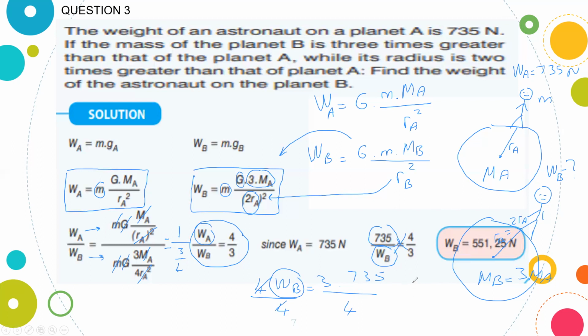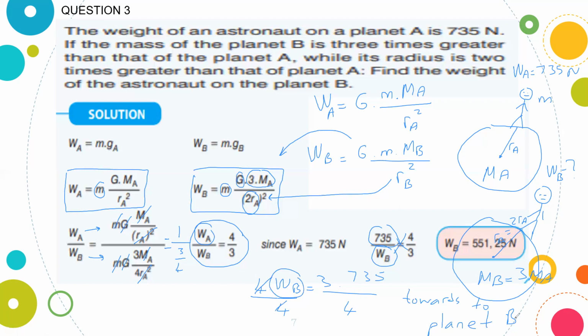If they ask you for the direction, people, what can we say? It is always towards the planet. Let's write towards planet B. If you are calculating any force, you should say the direction. If the question is asking only for the magnitude of the force, it's fine, you don't have to talk about direction, but otherwise you have to mention direction. I hope it is clear.